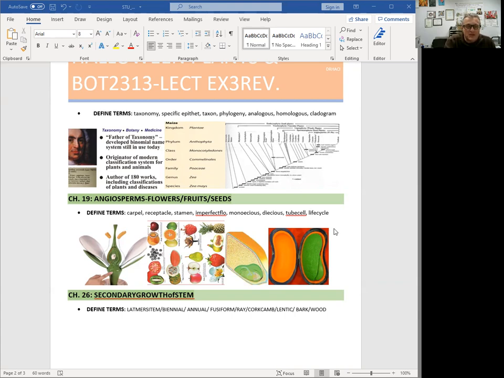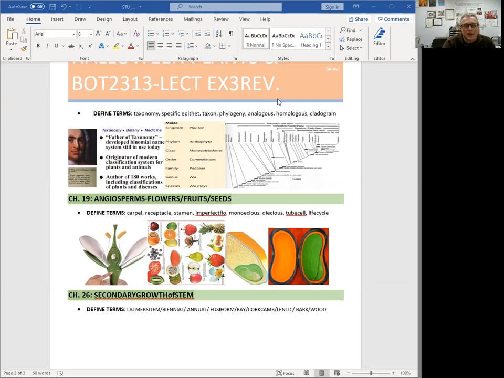Go over the vocabulary. What is a carpel? What is the receptacle? What is a stamen? What is an imperfect flower? Monoecious, dioecious, tube cells, life cycle. There is the soybean life cycle that you should review at the end of chapter 19. Also get notes from people who were in the review class, the Monday class before the test.